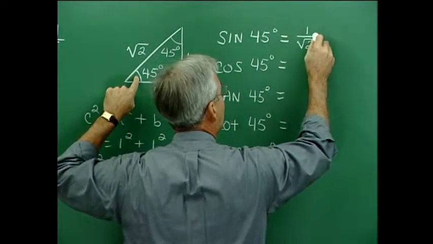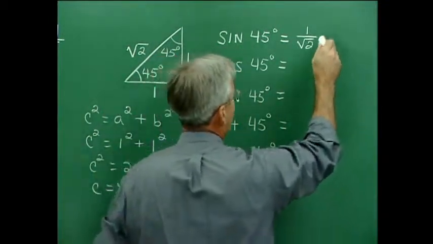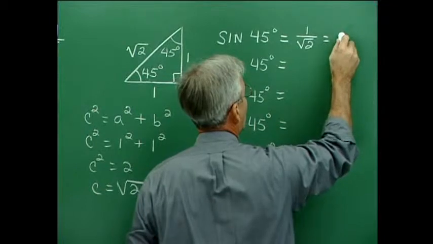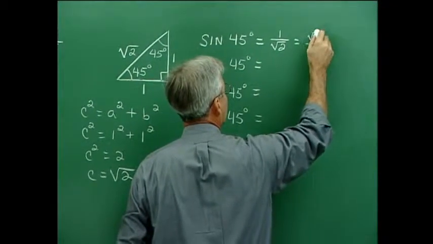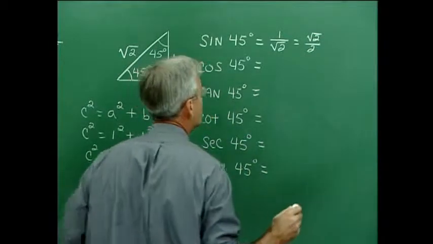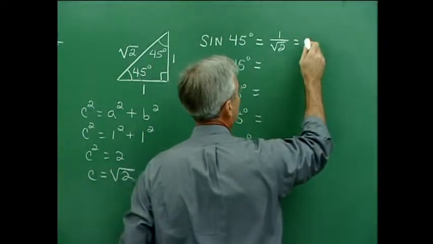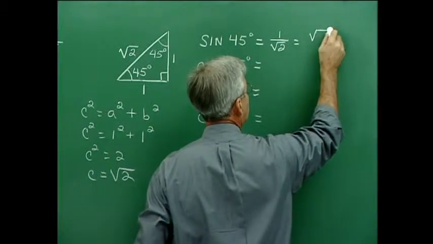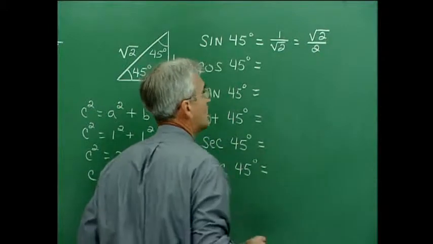This is 1 over the square root of 2. Now we may use it like this, or we may end up rationalizing. And if we rationalize, that's okay. It would be the square root of 2 over 2. So we could write it like that. It really depends on the preference of your teacher. This is technically more correct to write it in rationalized form.